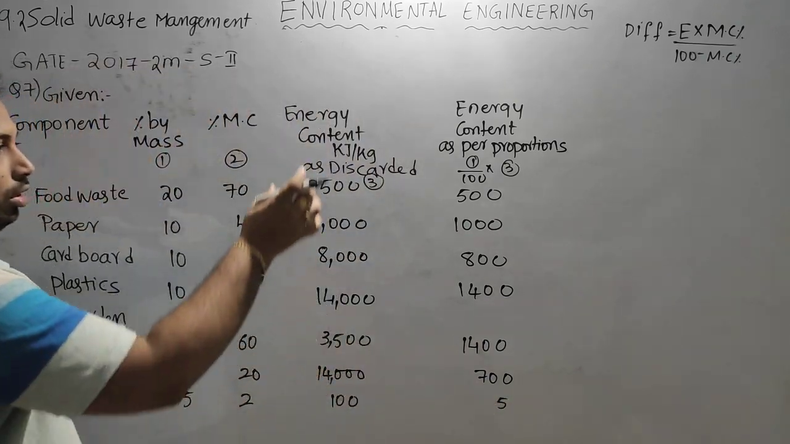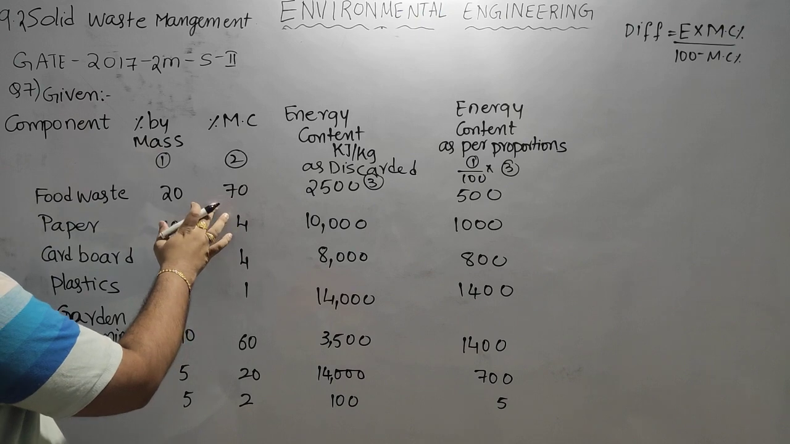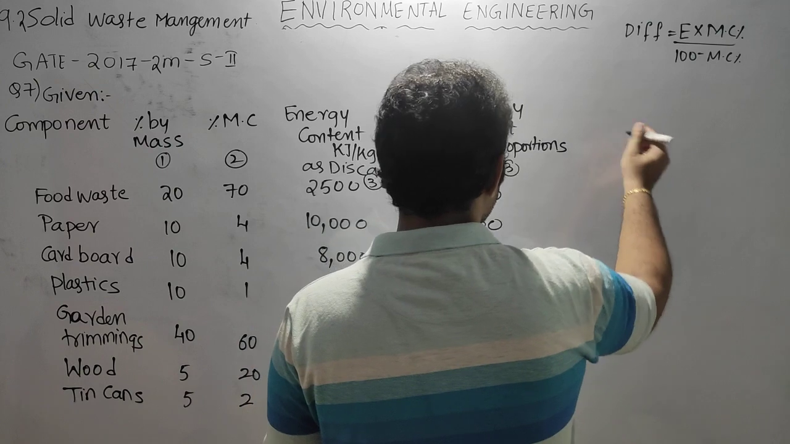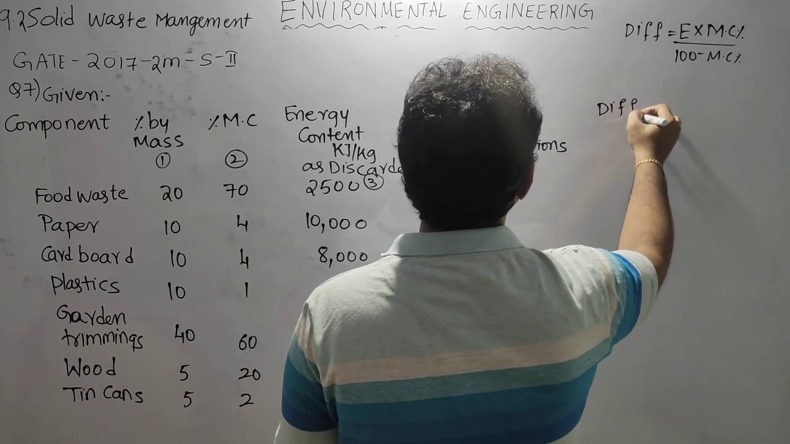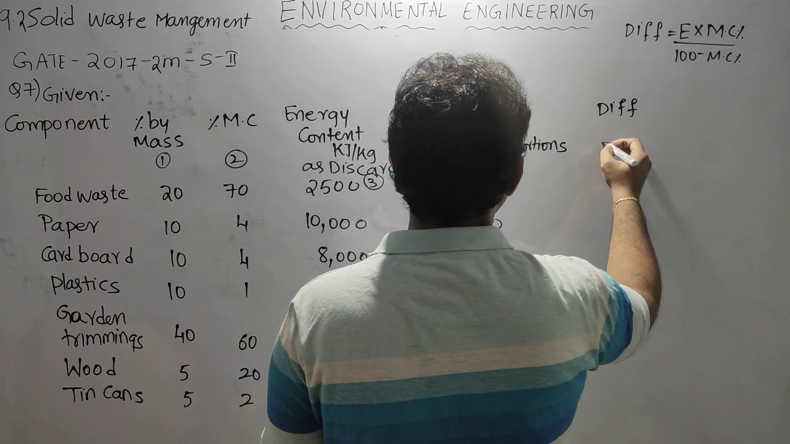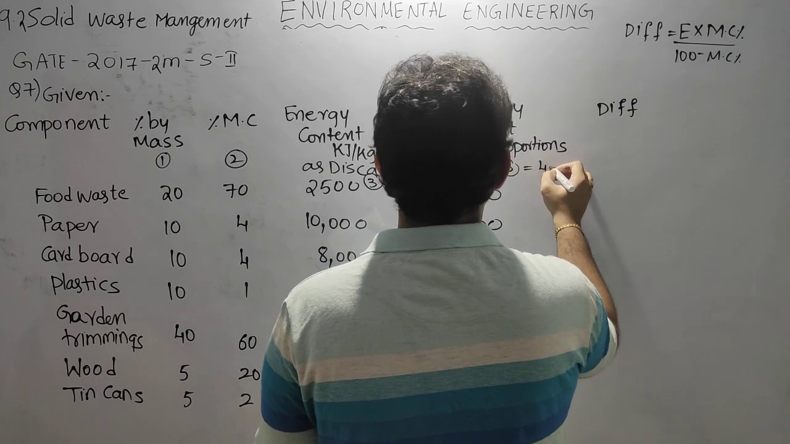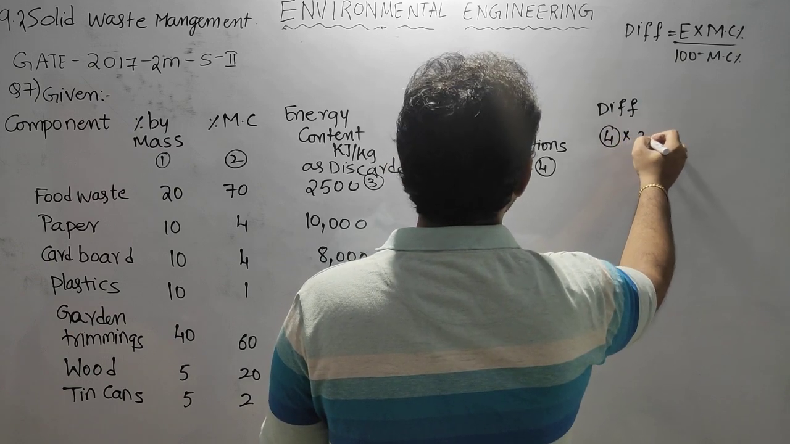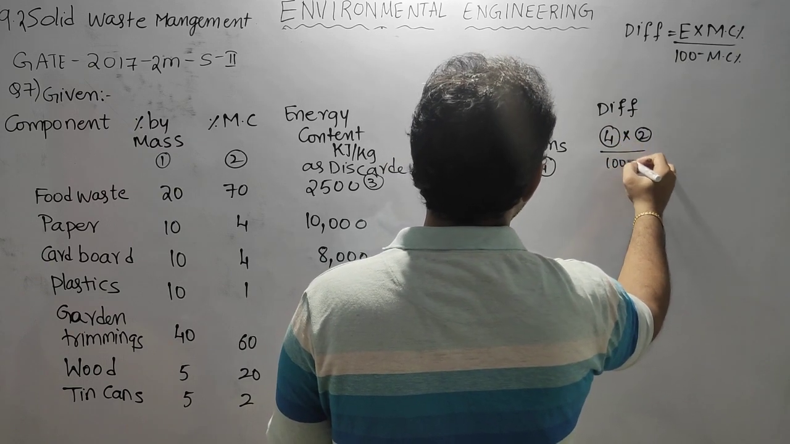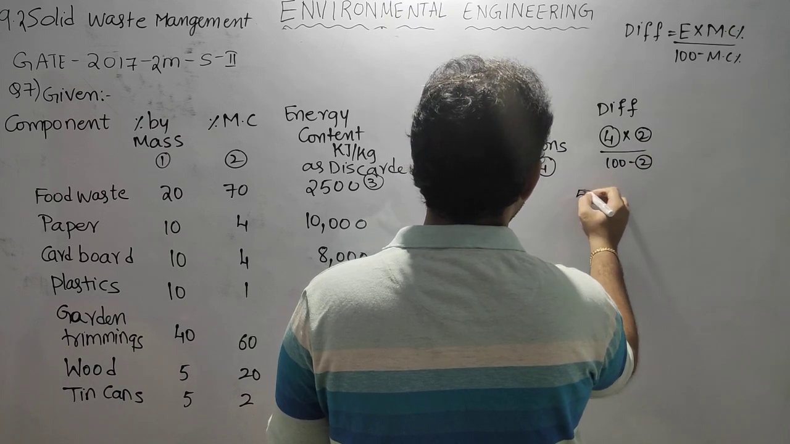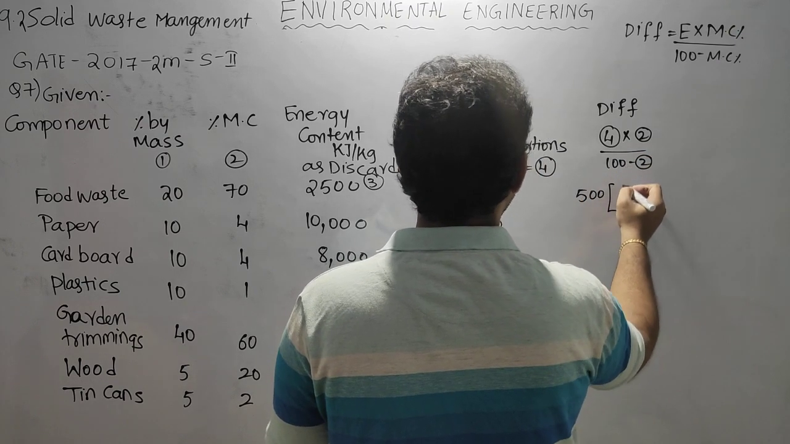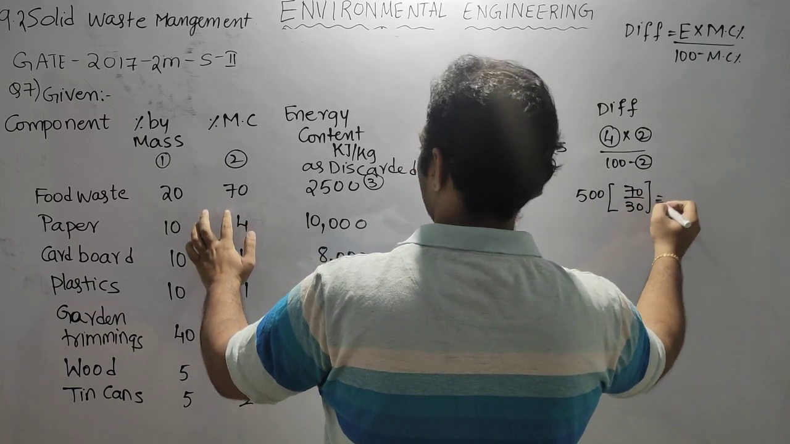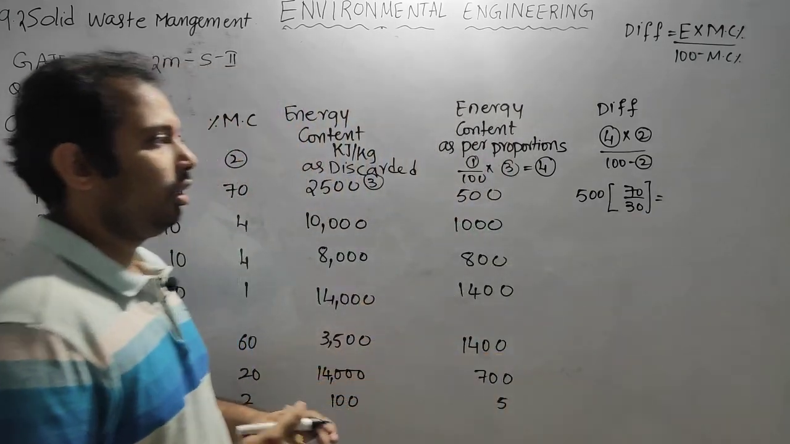So now this should be multiplied with the MC factors. Let us calculate the factors now. So the difference will be equal to, let us take this column as 4, column 4 multiplied with MC by 100 minus MC. So simple, 500 into 70 by 30. If we calculate this, we will get the answers.